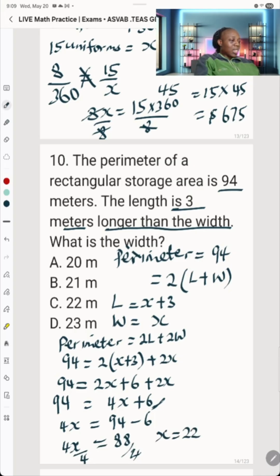So if you look at this, let's see what the question is asking for. What is the width? We made width to be x, right? That means our width is 22. Width is 22. If the question asks us what is the length, then we just add 3 to 22, and that will be 25.